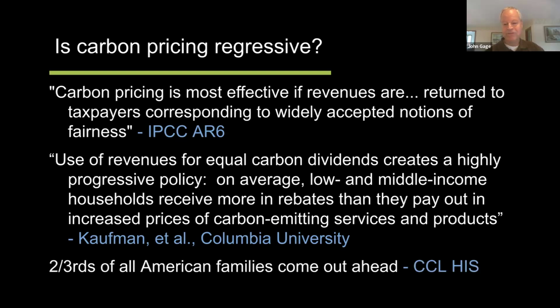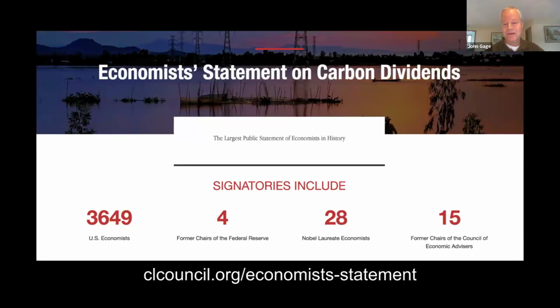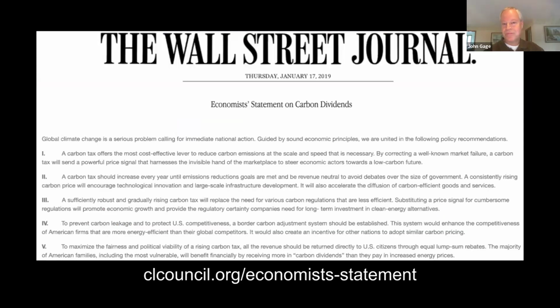And another study finds that 2/3 of all American households would come out ahead if we charged the fossil fuel industry a pollution fee on production of fossil fuels and rebate all the money in equal shares to all Americans. And that policy is also recommended by the largest group of economists ever about any policy, including 4 former chairs of the Federal Reserve, 28 Nobel laureates, and 15 former chairs of the Council of Economic Advisors. It's called The Economist Statement on Carbon Dividends. I highly recommend you read this, but not tonight. I've summarized it for you.